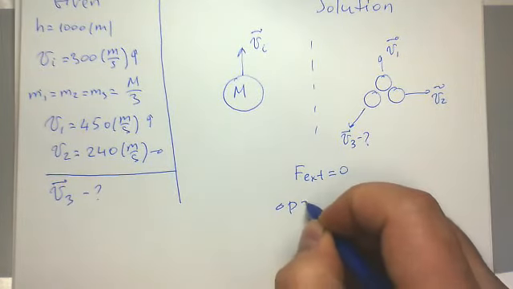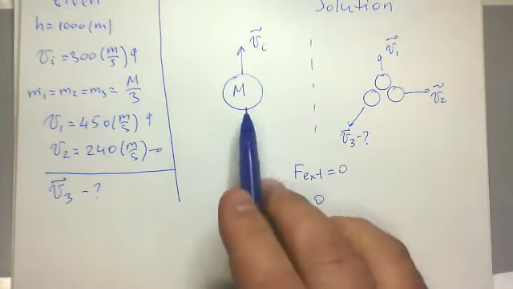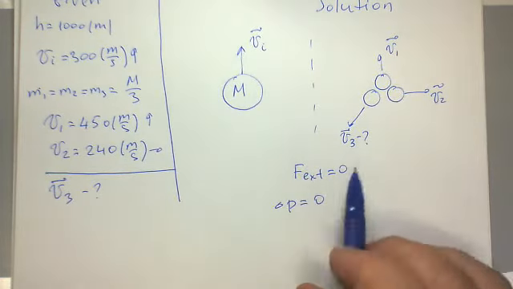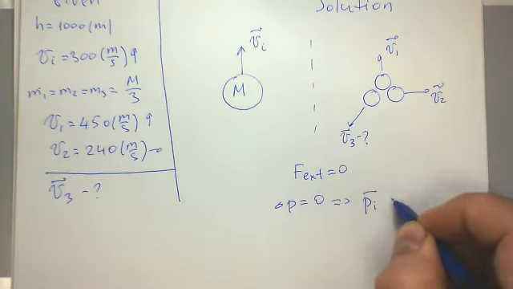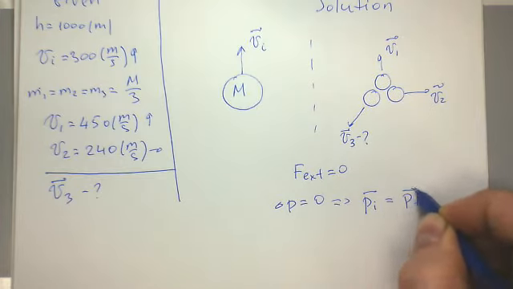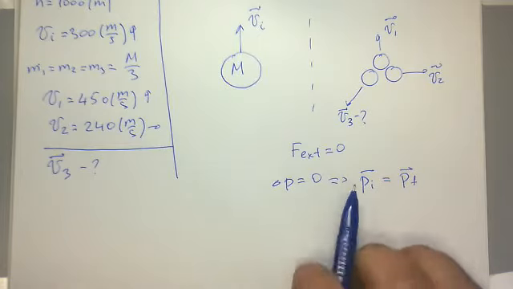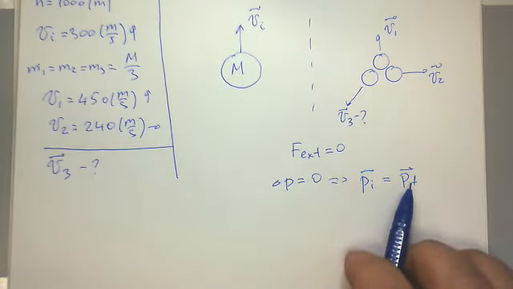So this is the momentum equals 0. Before the explosion and after the explosion, momentum is the same. So P initial vector equals P final vector. Momentum before and after the explosion are equal.